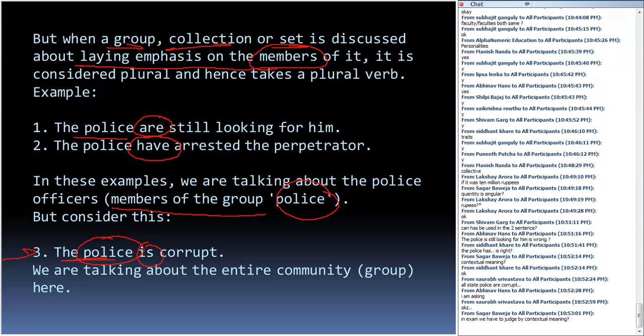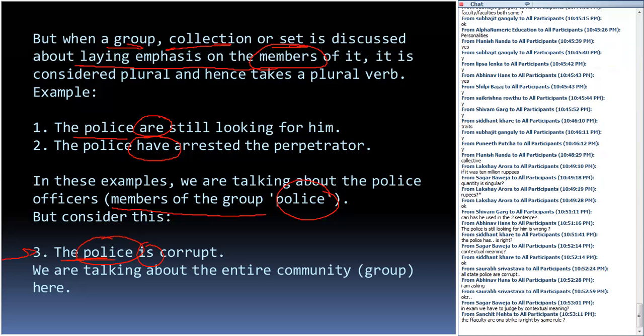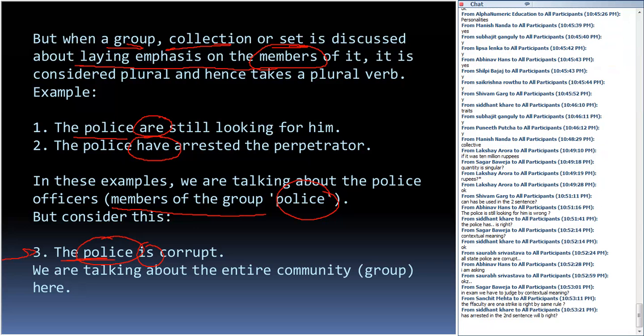In exam, Sagar, you have asked, in exam we have to judge by contextual meaning. No, not exactly. If they do not tell you what is the intended meaning, अगर ये नहीं बताया हुआ तो फिर आप इसको राइट मार्क कर सकते हो. अगर वहाँ इंटेंडेड मीनिंग बताया हुआ है तो उस इंटेंडेड मीनिंग के अकॉर्डिंगली आपको चूज करना होगा कि इसमें एक सिंगुलर वर्ब आना चाहिए या प्लूरल वर्ब आना चाहिए. ओके सागर.